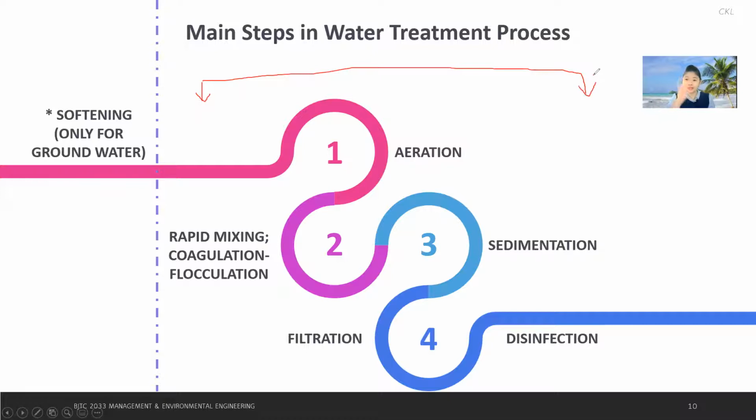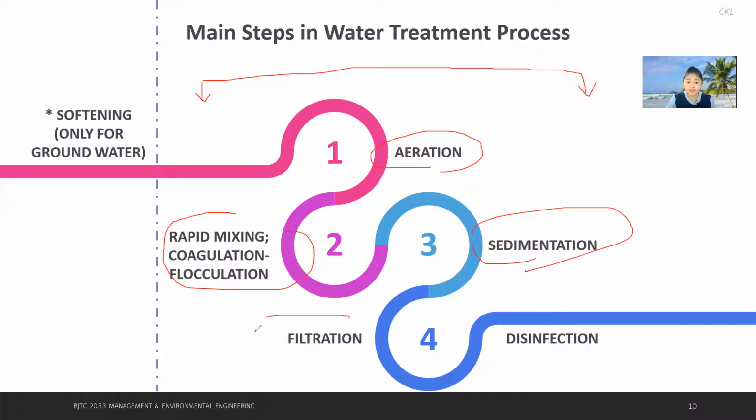Okay, so steps 4 and 5, aeration, rapid mixing, coagulation and flocculation, sedimentation, filtration, and disinfection. These steps are actually found in both plants, no matter whether it's softening or filtration. So these are the major processes that you should have in the water treatment process.